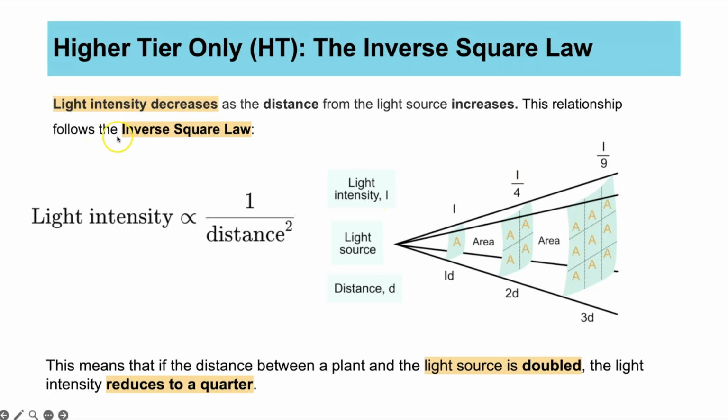And this relationship follows what's known as the inverse square law, which is this formula here, that light intensity is proportional to 1 over distance squared. So that is what you need to know, the formula. And what this means is that if the distance between a plant and the light source is doubled, the light intensity reduces to 1/4. And this diagram is visually representing that.